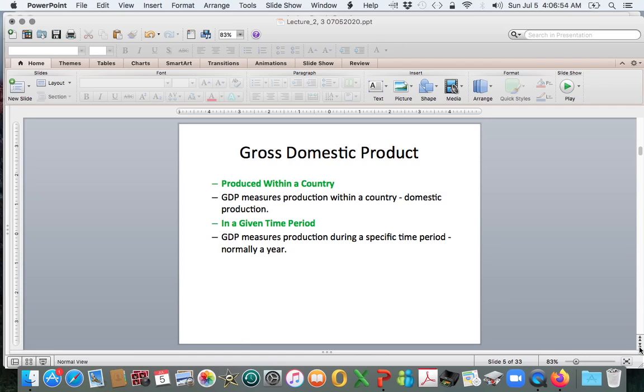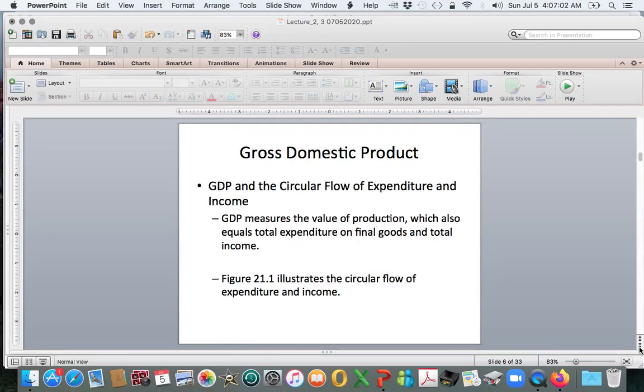So GDP measures production during a specific time period. Normally, we refer to that time period as a year. Now, GDP and circular flow of expenditure and income is the foundation of our understanding of macroeconomics. Yes, it measures the value of production, which also equals total expenditure on final goods and total income. In other words, we'll begin this section by making a statement. GDP is equal to income is equal to expenditure.